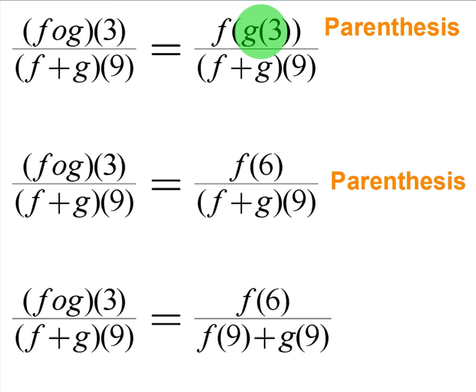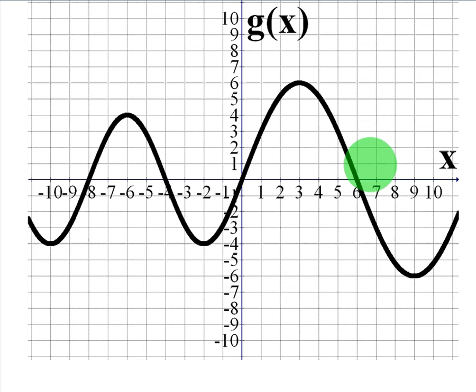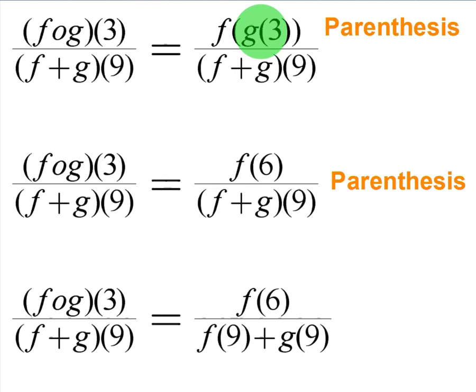So what's g of 3? Well, let's go to the graph here. G of 3 is equal to 6, so I'm going to replace that with 6. Again, I need to use arrows more. I realize that, okay? And so we did that. We did what's in parentheses.